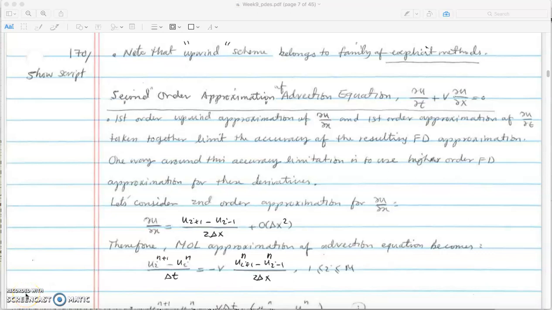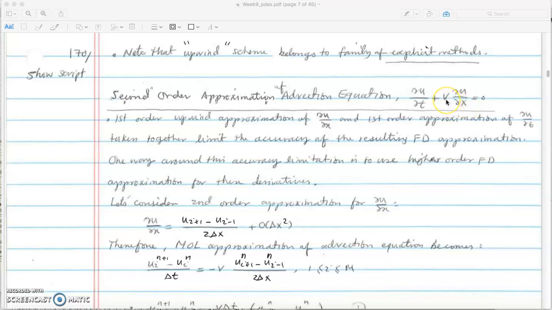Welcome back to solving the advection equation using central difference or finite differencing. Last time we talked about how we can use forward Euler or backward Euler to solve the advection equation. Today we're going to talk about how we can use central difference to improve the accuracy of our numerical discretization to solve the advection equation. So the equation we're talking about is du dt plus v du dx equals 0.